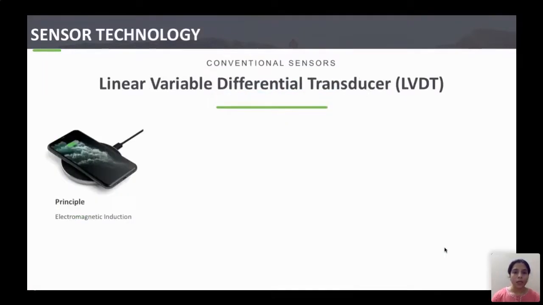Okay, so the next sensor is the linear variable differential transducer. We very frequently call them LVDTs. These sensors are used for measuring displacement in structures; the previous ones were for strain. They work on the principle of electromagnetic induction. This is the same mechanism which is used for wireless mobile charging. I'm sure some of you might have heard about it. Let's see how wireless mobile charging happens.